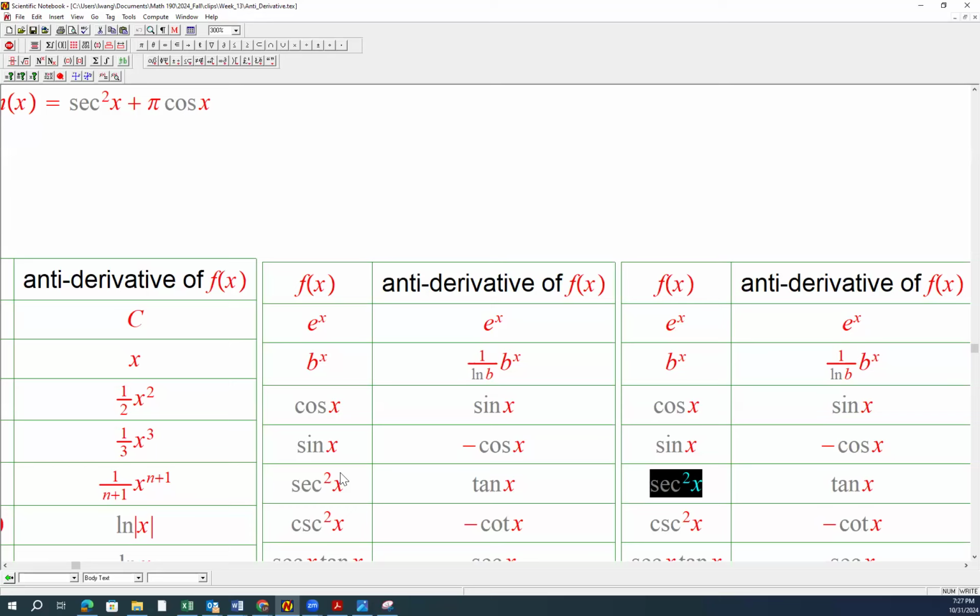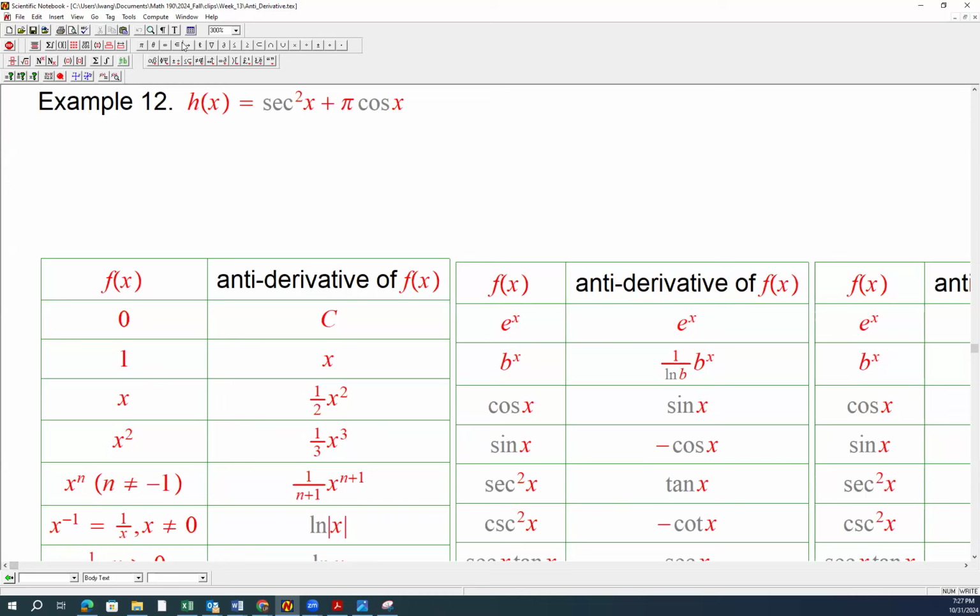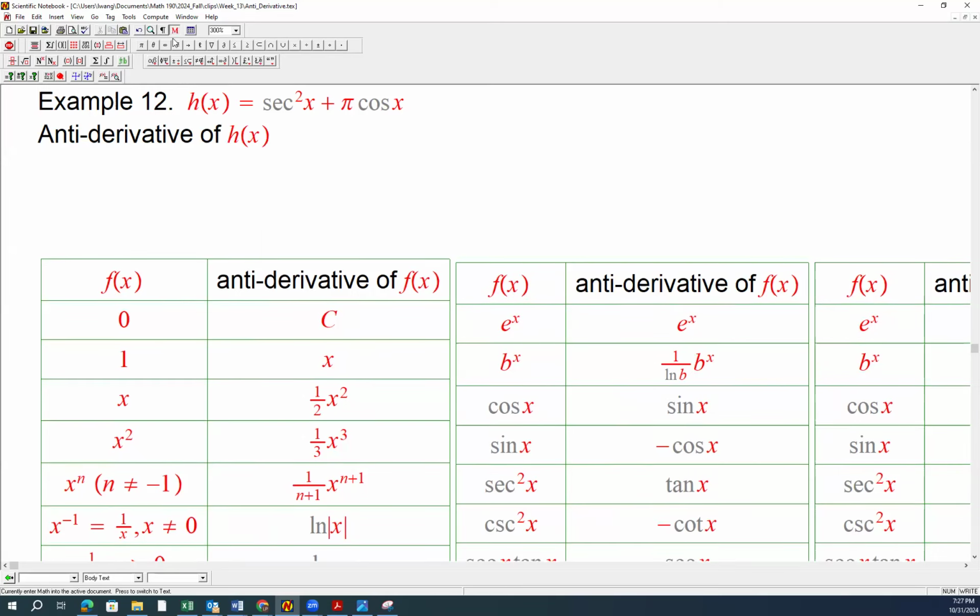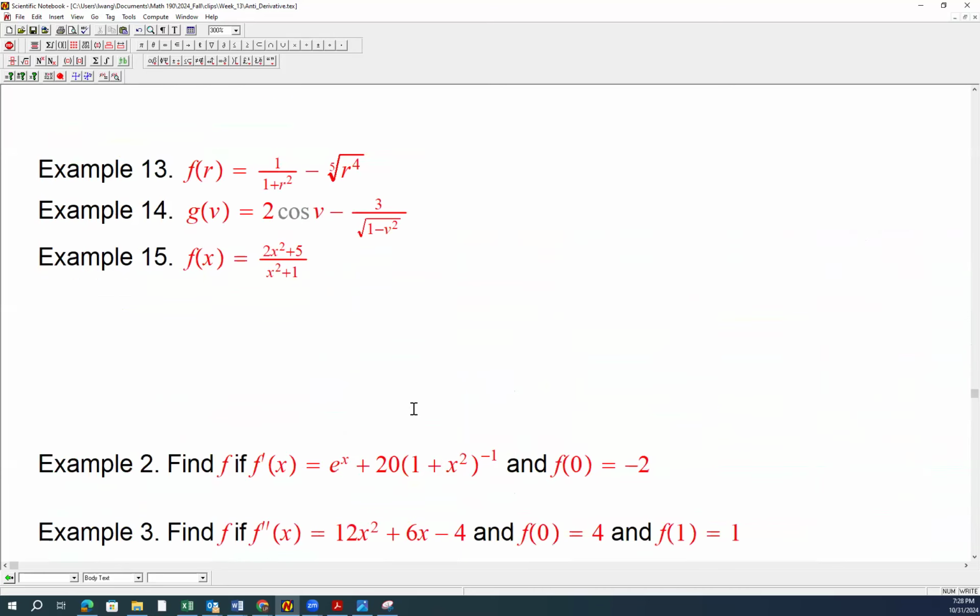The antiderivative of cosine is sine, right? So this answer is also most straightforward. So we can write down the antiderivative of h of x is basically tangent of x plus a constant, okay? The antiderivative of cosine is sine x plus a big constant. Okay, example 12 is done.